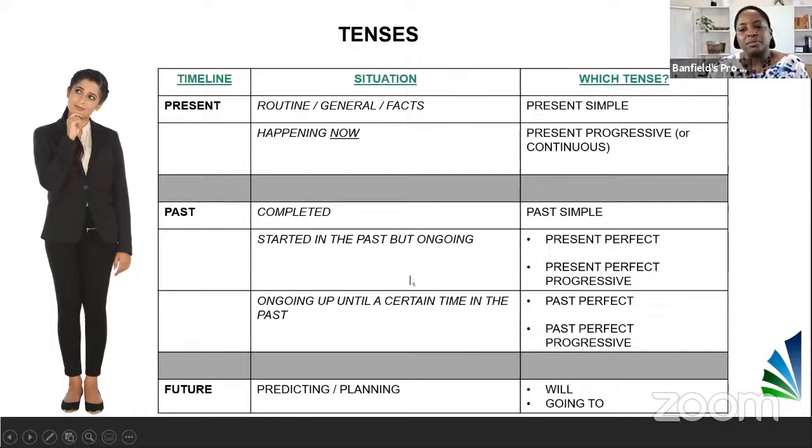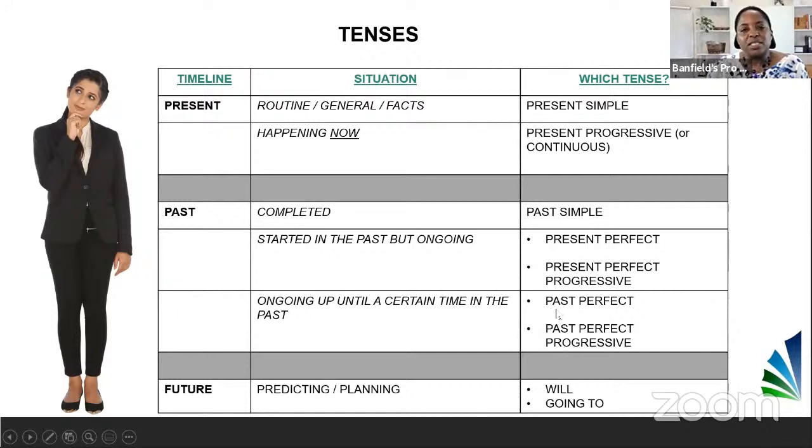Have taught. Or you can say present perfect progressive, I have been teaching English, okay? You may say he has been working at that hospital since 2020, or you can say he has worked at that hospital since 2020. And then we have another form for things that are ongoing up until a certain time in the past, and that is the past perfect, or again, the past perfect progressive or continuous, okay?